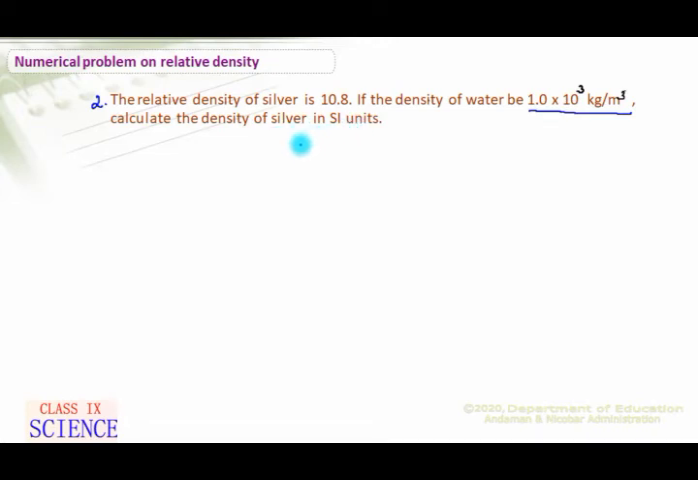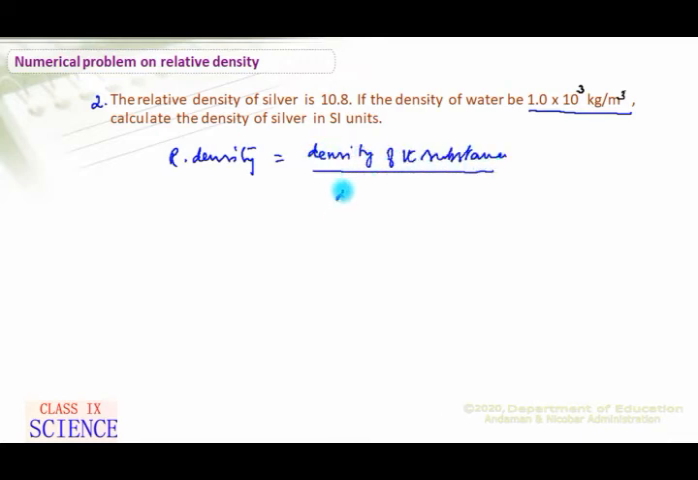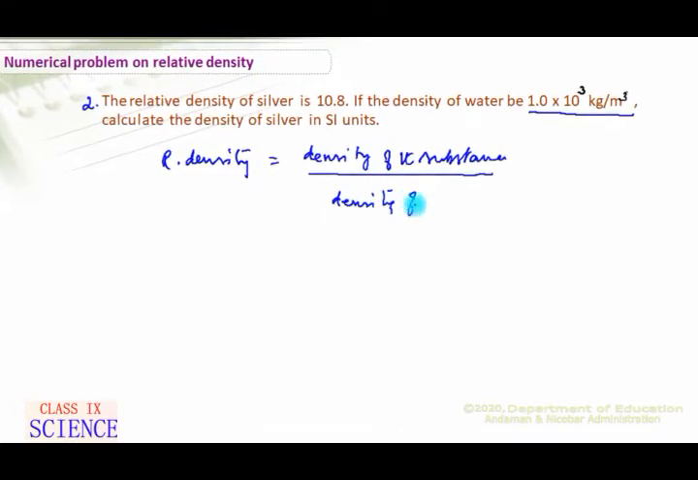This is a very simple numerical problem. Straight away by substituting the values in the equation we can find it. So we know that relative density is equal to the density of the substance divided by the density of water, right? Here the relative density is already given as 10.8. You have to find the density of the substance. So by rearranging this equation, straight away we will get the answer.